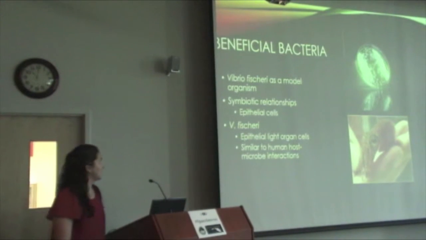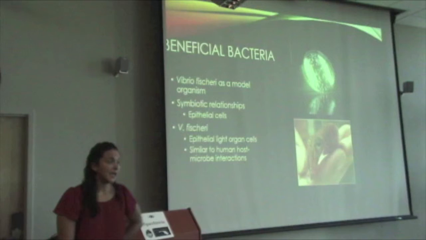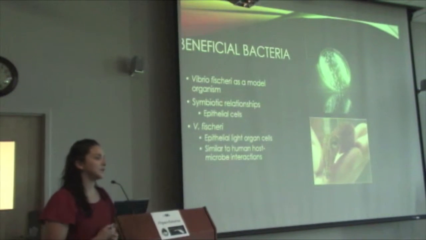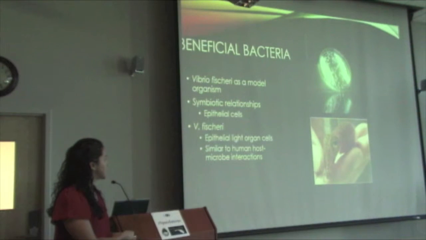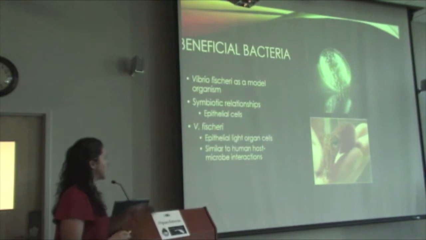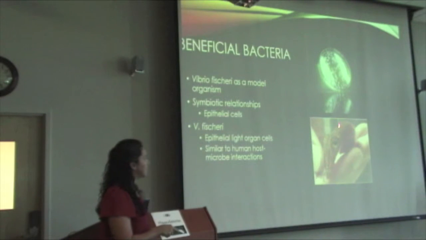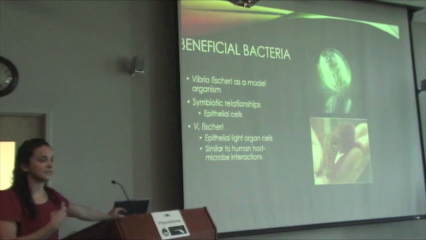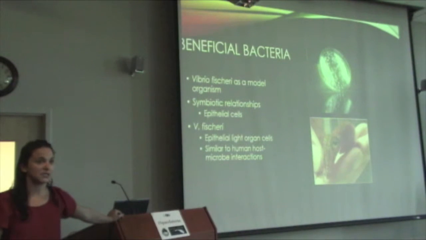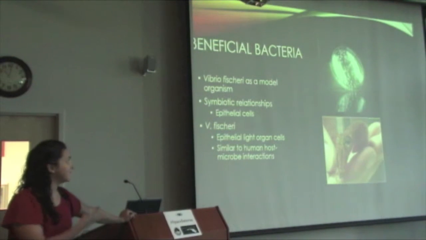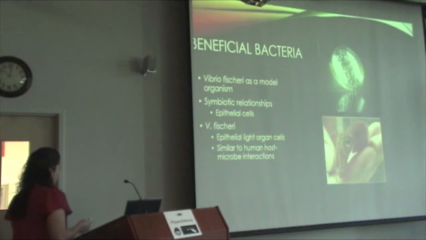The beneficial microbe we chose is Vibrio fischeri, and it is the model organism we chose because it forms a symbiotic relationship with the squid, as you can see here. Vibrio fischeri is bioluminescent, and I'll talk later about how important that is. It infects the light organ located in the mantle of the Hawaiian bobtail squid, and this is important because the same human-microbe interactions affect our epithelial cells. So it's important to study that and use the squid-Vibrio model in our project.